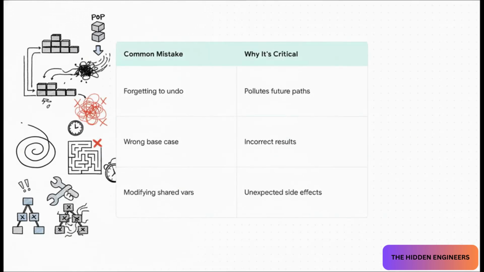And as you're writing the code, please watch out for these common mistakes. The number one error people make is forgetting to undo their choice, forgetting that pop back. If you do that, the choices you made down one path will bleed over and completely ruin the other paths. It's also super important to get your base case right. That's what stops you from recursing forever. And make sure you're not messing with shared variables that could cause chaos in other branches of your tree.